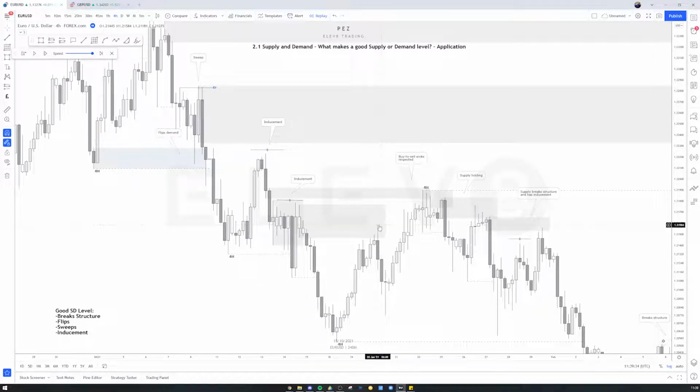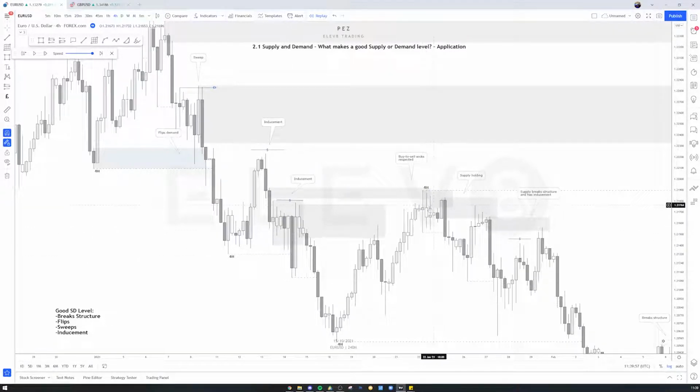We then push up into here, come down and fail to put in a new low. This high then gets taken, and as you can see we have these buy to sell wicks here which get induced by this high. So this high is actually inducement for this, which gets respected. So as soon as we see this respected, we can then look for a supply to trade from.